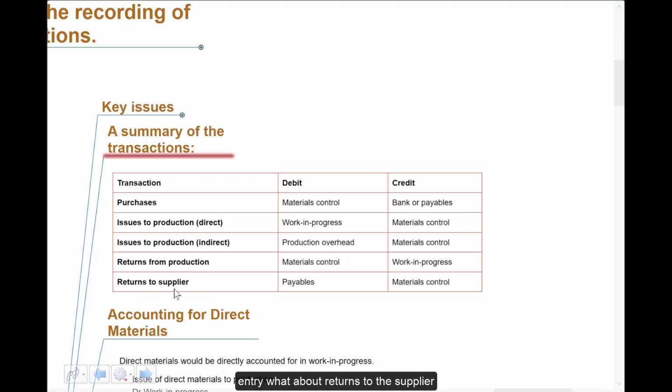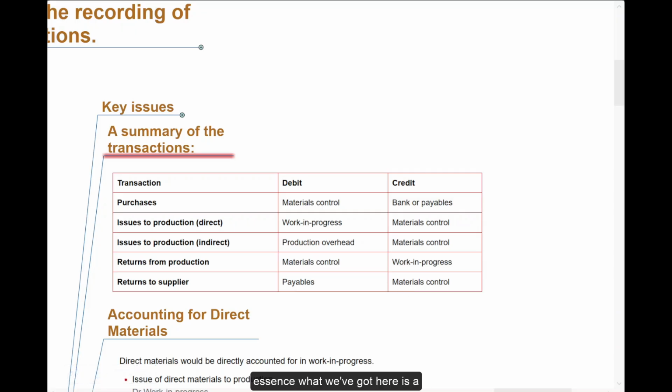What about returns to the supplier? Let's say it's a material that we didn't actually want or didn't actually order. Clearly, the reverse is true here. What we're doing is we're debiting liabilities or payables to reduce them and crediting material control.